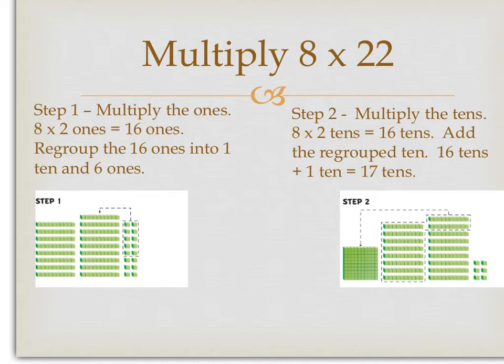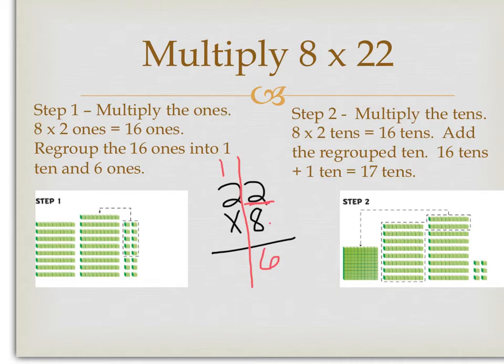Let's try this. Let's multiply 8 times 22 using the regular algorithm. 22 times 8. Just like with partial products, write the bigger number on top. For step 1, multiply 8 times 2 ones. 8 times 2 is 16. So I'm going to put my 6 ones in the ones column, and I'm going to regroup that 10 into the tens column. Now I'm going to multiply my 8 times my 2 tens.